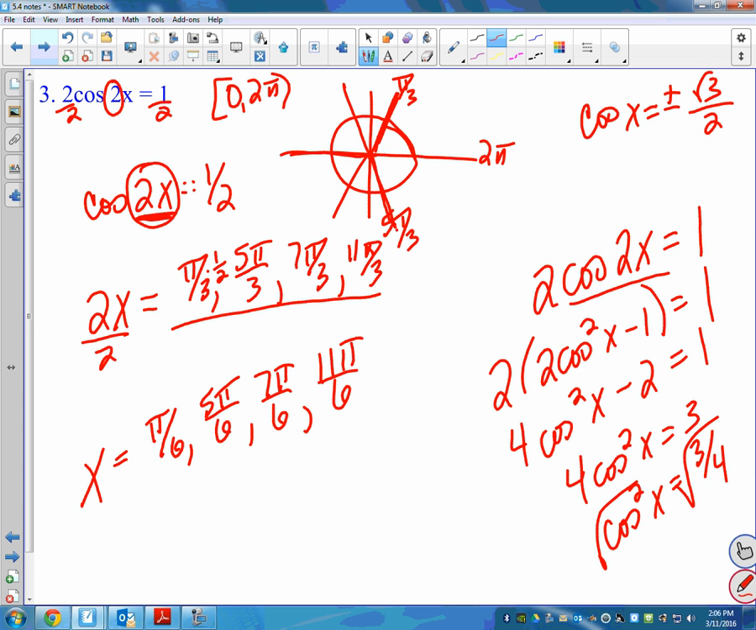And so you can do that when there's a 2 in front of it. But you couldn't do that if there was a 3 or a 4 in front of it. We don't know how to solve that. But there's some on your homework that you can do this way, or you can do this way. I don't care as long as you get the right answer.